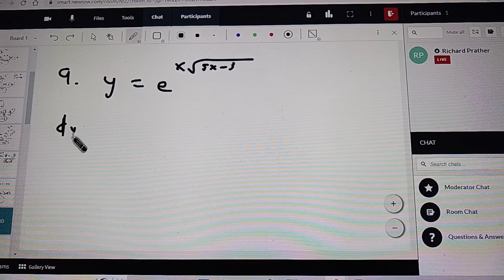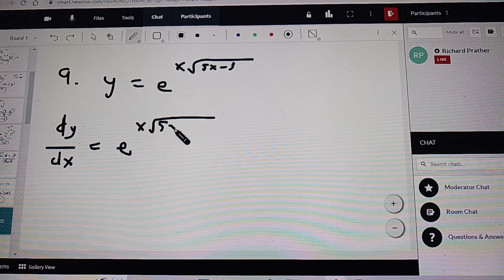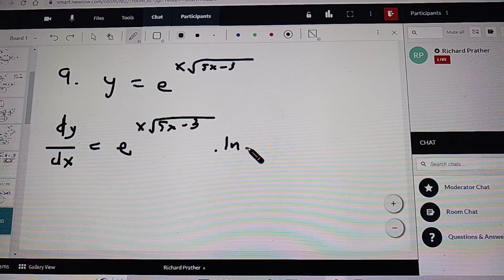So the derivative of any exponential is itself first. It's always in the answer too. Since I have a base of e, there's technically an ln of e, but that will equal 1. And then I need the derivative of this.